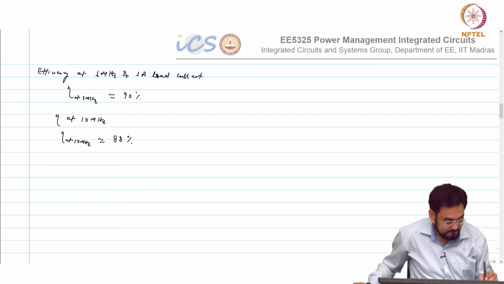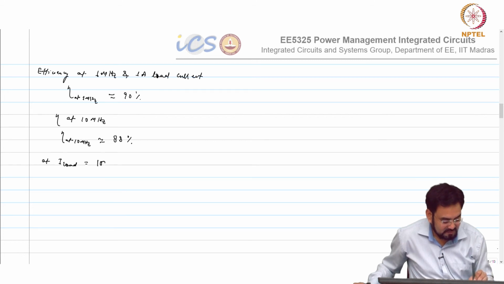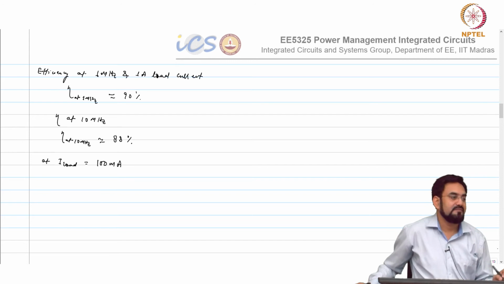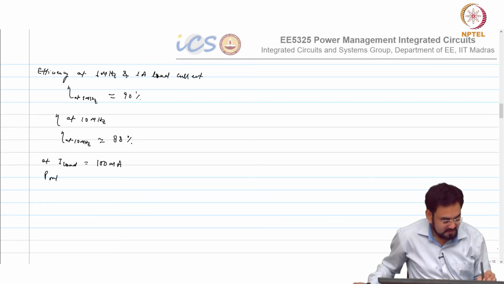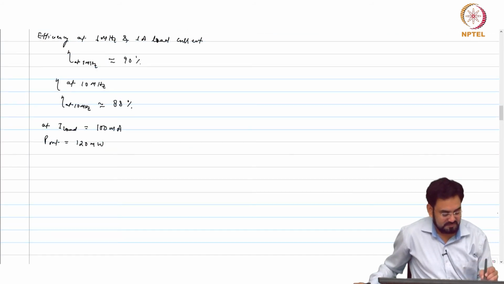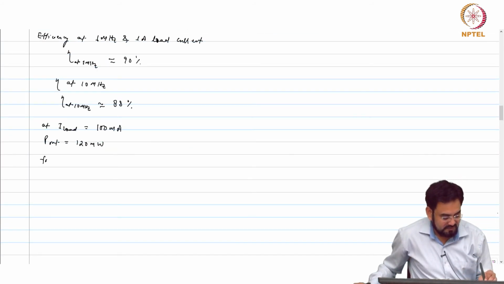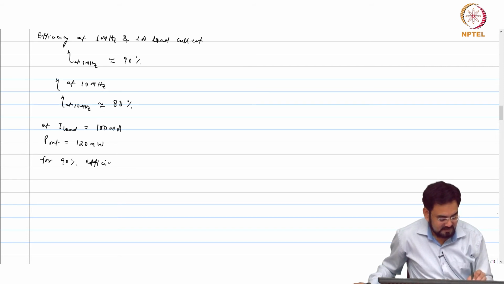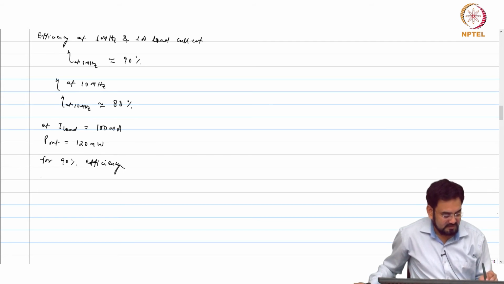So, now at I load equal to 100 milliamp, P out is 120 milliwatt. Okay. So, for 90% efficiency, what is the total loss?